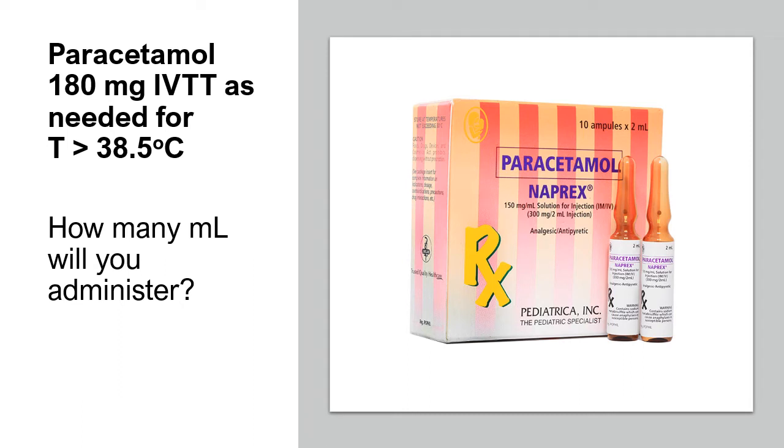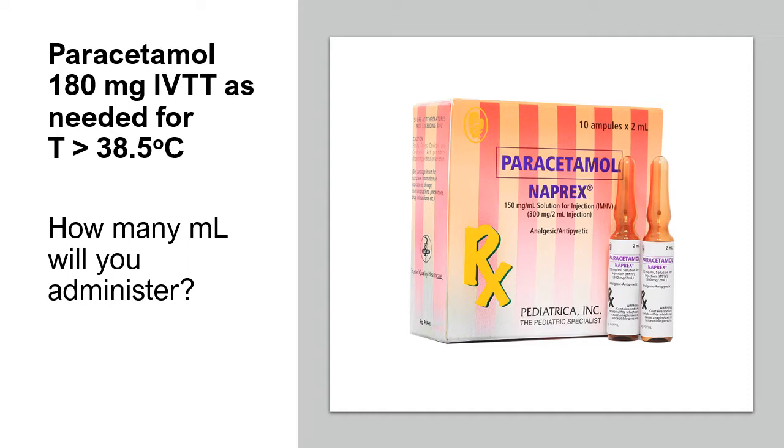Now, oftentimes we encounter this order: Paracetamol 180 milligrams IVTT as needed for temperature of greater than 38.5 degrees Celsius. As nurses, it is part of our obligation to be able to scrutinize this order and to determine the correct amount that needs to be administered to our patient to ensure the safety of our patient. Because in this type of order and in carrying out this intervention, underdosage and overdosage are both possible, and either of which could not be beneficial on the part of our patient.